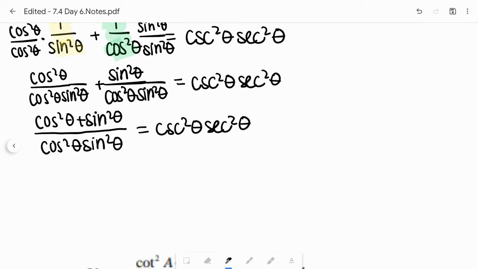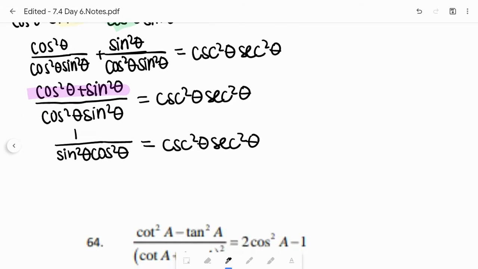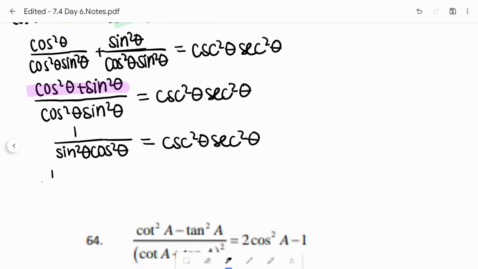Okay, now if we recall from our basic trig identities that we wrote down yesterday, cosine squared of theta plus sine squared of theta equals 1. So I've got 1 over, now cosine, remember, goes with secant, sine goes with cosecant. So I'm just going to rewrite this as sine squared theta, cosine squared theta. Okay, and I can also write this as 1 over sine squared theta times 1 over cosine squared theta.